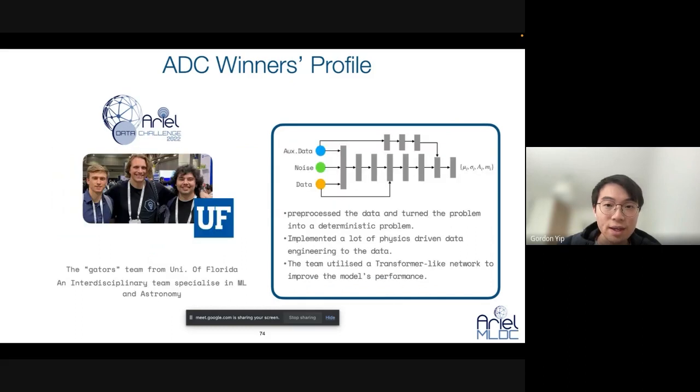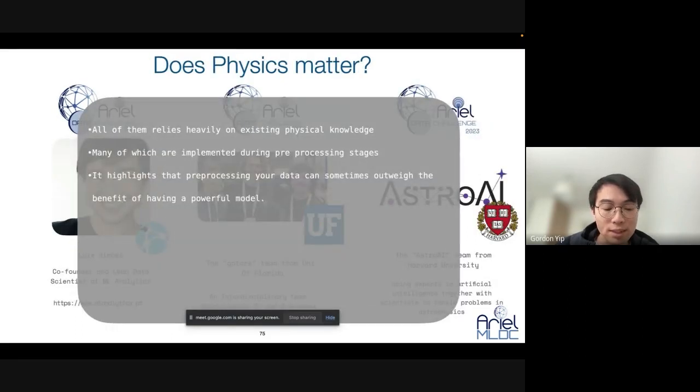I'm going to skip through the solutions, but what it means for all of them is that the secret is they rely on existing physical knowledge, and they implement a lot of it during the pre-processing stage. It highlights that pre-processing your data sometimes outweighs the benefit of having a powerful model, such as a transformer. Our winner in 2022 actually used a feed-forward network, but heavily pre-processed it with their physics knowledge.